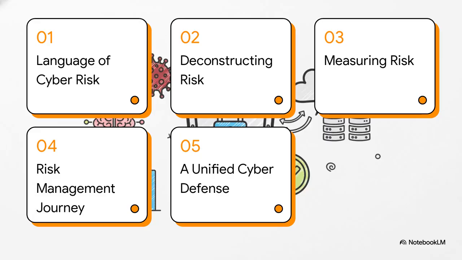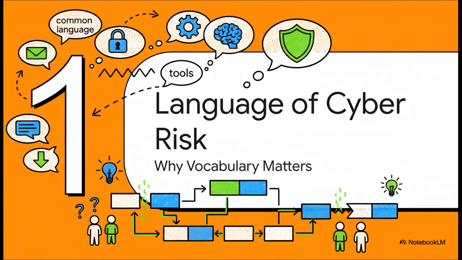So here's our game plan. First, we'll get on the same page by establishing a shared vocabulary. Then we're going to break down what a cyber risk really is. After that, we'll get practical and talk about how you actually measure it. We'll walk through the whole management journey from start to finish. And finally, we'll see how all these pieces click together to create one unified defense. All right, let's dive into Section 1, the language of cyber risk.